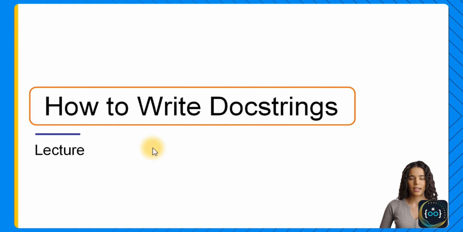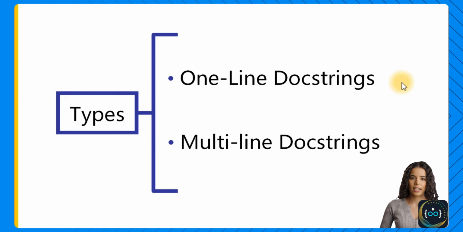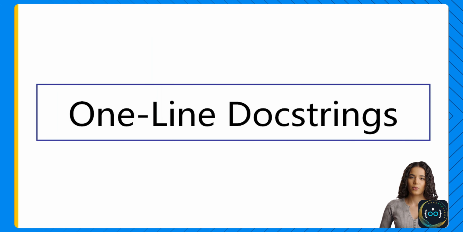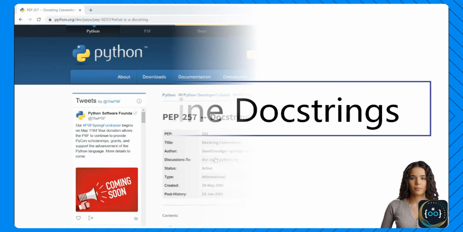Now let's see how you can write docstrings in Python. There are two types of docstrings, one-line docstrings and multi-line docstrings, depending on the level of detail that you want to add to your documentation. One-line docstrings are typically used to document very simple methods and functions. Let's see what we can find in the documentation about this type of docstring.